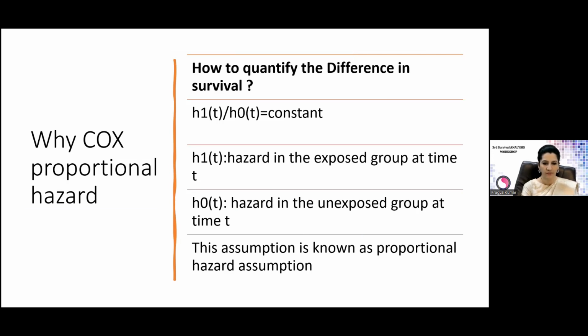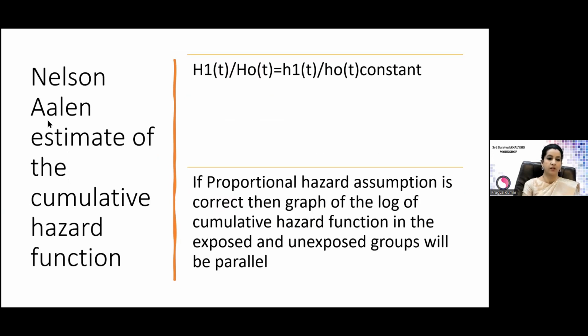So now, we call this the Nelson-Aalen estimate of the cumulative hazard function. And this is expressed as H1(t) by H0(t). It is always a constant.